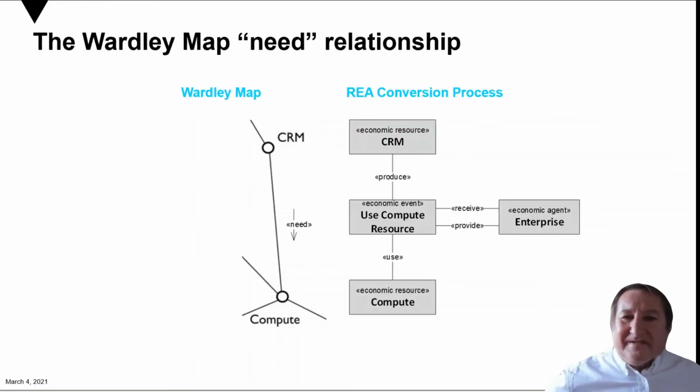So our first observation when we started to map Wardley maps to the REA ontology is that Wardley map only contains conversion processes. They specify what resources are used or consumed in order to produce other resources, but Wardley map does not specify economic exchange. So it means that it doesn't specify what resources have been exchanged for what. And this makes the mapping between Wardley map and REA quite straightforward, because we can model the need relationship as the REA conversion process. So, for example, here on the slide, the CRM service is produced using the compute service.